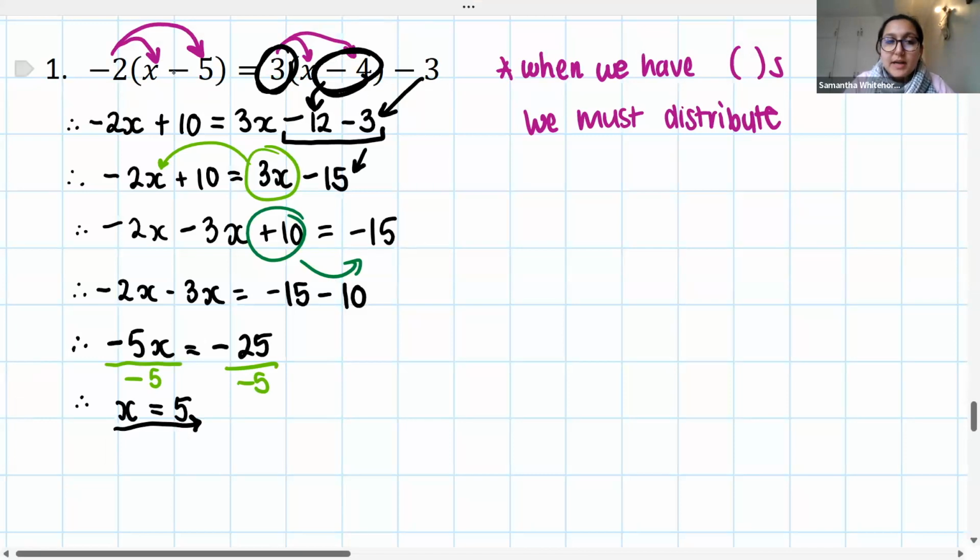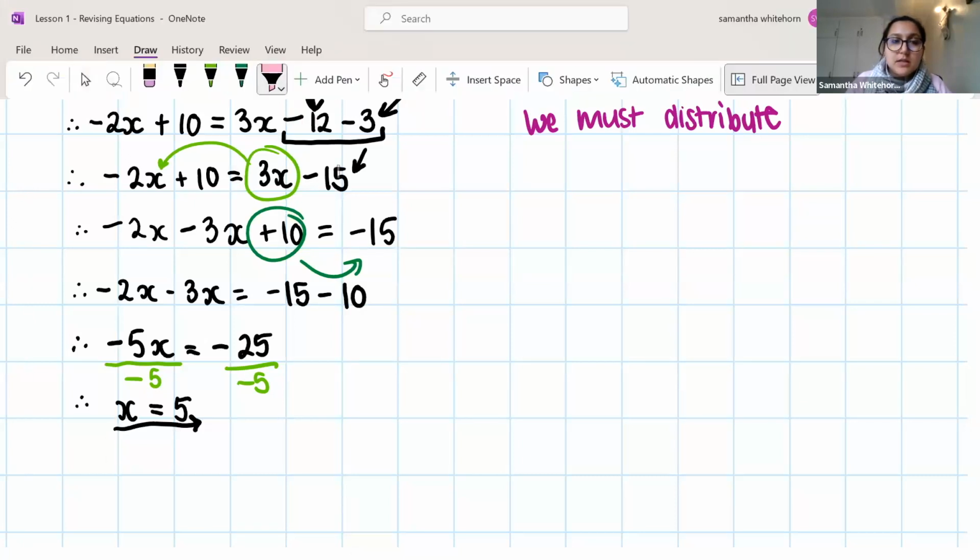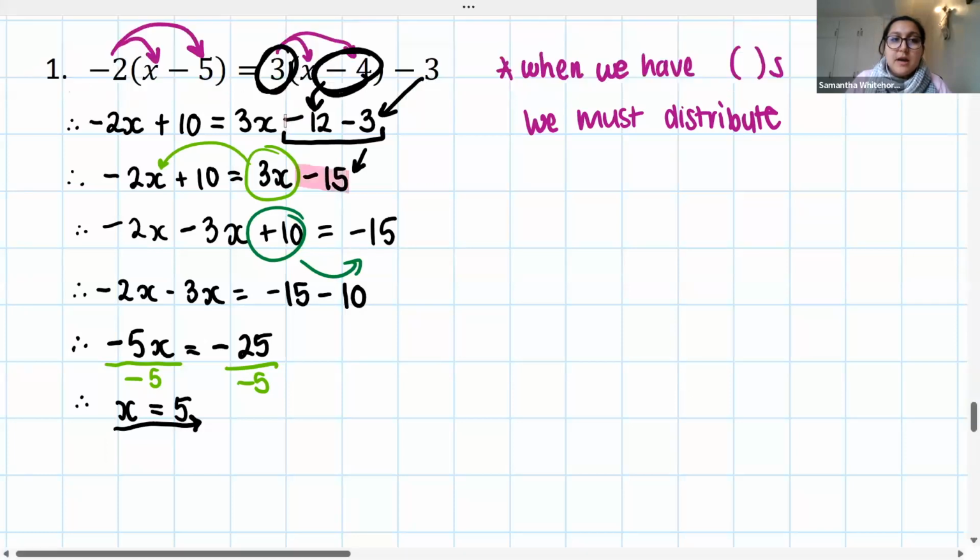So whenever we've got brackets, we need to distribute them first. And once we've distributed, we then just solve our equation as we usually would. Okay, so some of you are saying I made a mistake. I'm hoping we've all seen that I didn't. So the mistake that we were concerned about was this -15. -12 minus 3 does give me -15. So I've just added the like terms there.